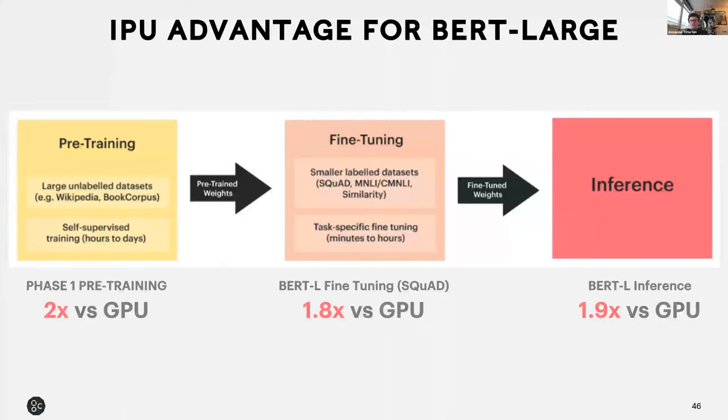Looking at this, with things like BERT you don't just train and deploy, you have different phases. So we have the phase one pre-training example here. Typically we're seeing about double the throughput compared with the leading GPUs. Moving on then to fine tuning. Pre-training is self-supervised, so you're not having a labeled data set. You're taking something like the Wikipedia data set, which is unlabeled, and realistically it's too big to label, it's enormous. Training in a self-supervised fashion on that can take hours to days. It's typically a long process.